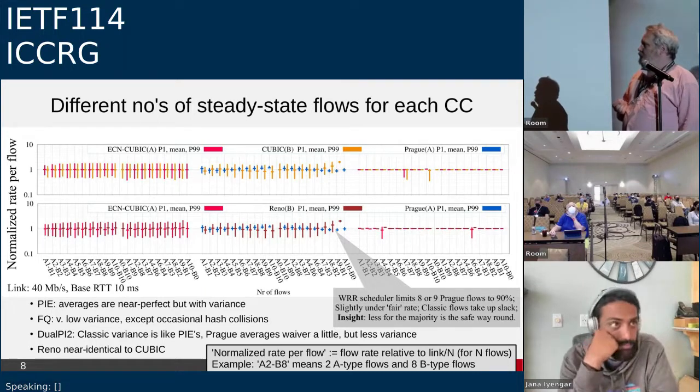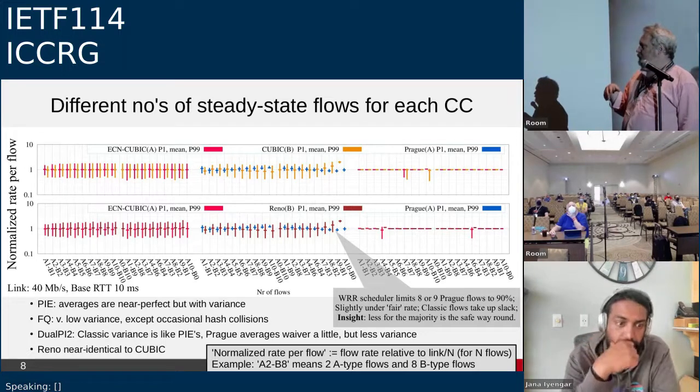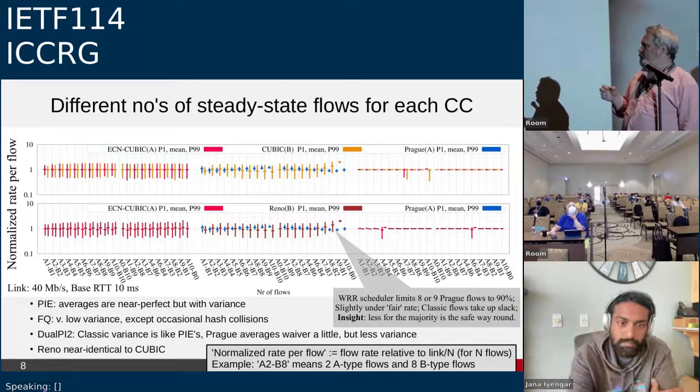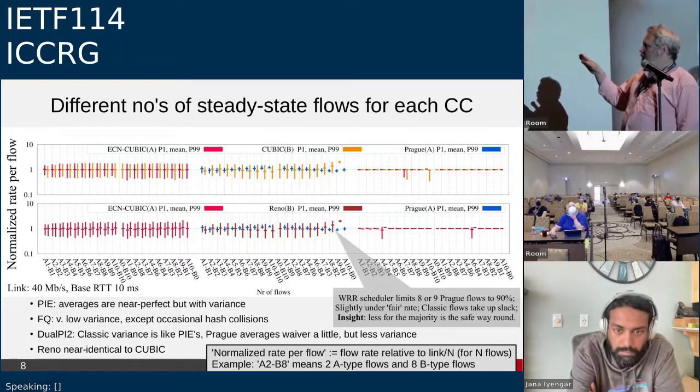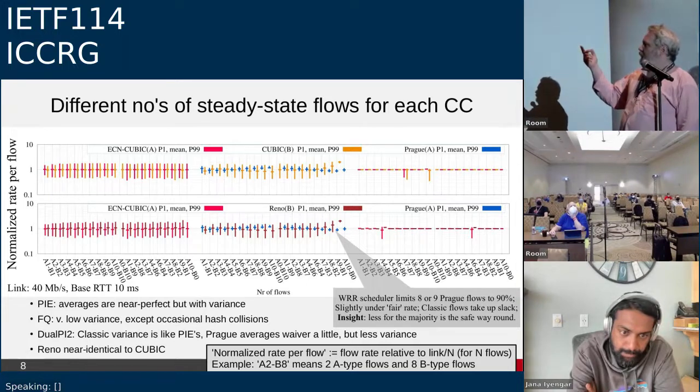Right, jumping to a completely different point, we've still got one steady state flow for each congestion control here. And this is just showing what happens when you have different numbers of flows of different types. So now along the bottom, instead of link rate and round trip time, we're at one link rate, shown bottom left, 40 megabits per second, and one round trip time, 10 milliseconds. But we've got different numbers of flows, A and B. If you look at the little gray box at the bottom, example A2B8 means 2 A-type flows and 8 B-type flows. A depends on the column. On the left column, A is ECN cubic and B is cubic without ECN.